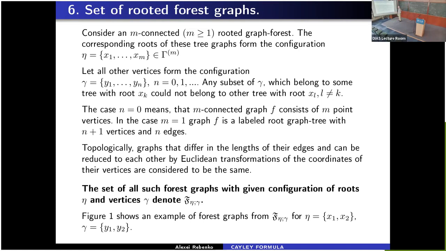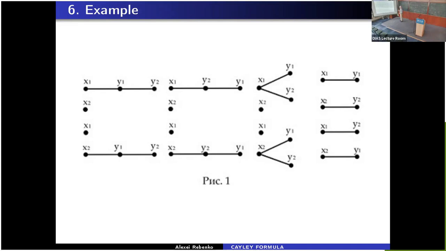I show also the example of this, with eta x1 x2 and gamma y1 y2. This is a particular case for our forest. We have eight forests of such types.